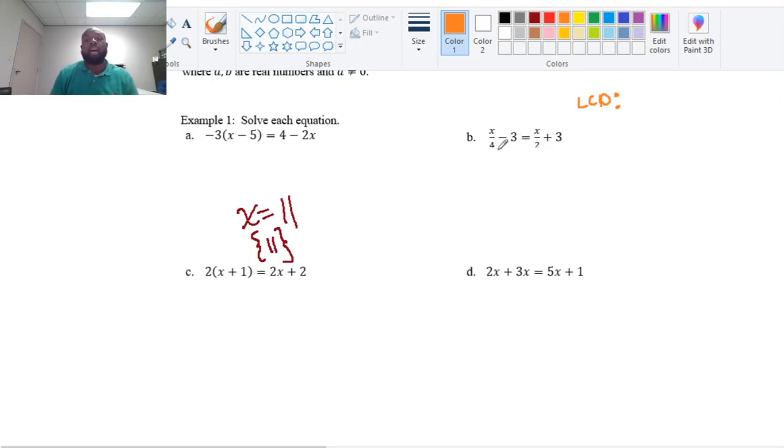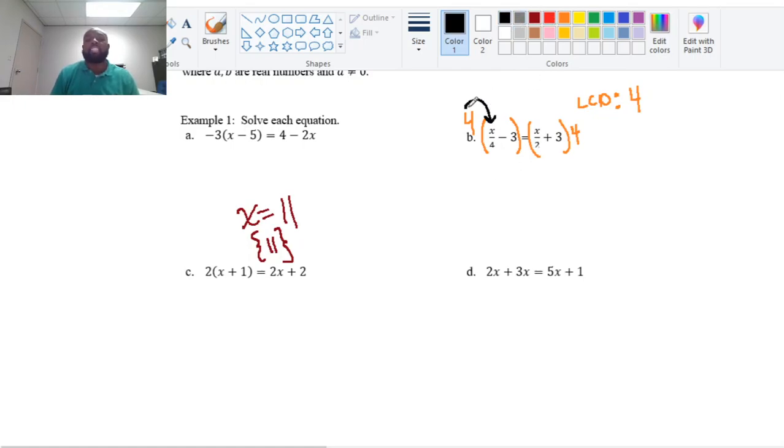I have a 4 in this denominator. I have a 2 in that denominator. My lowest common denominator is 4. And what I'm going to do is multiply both sides by the LCD. Now, you may ask, Mr. Pompey, why are you doing that? And I'm going to tell you why, right?